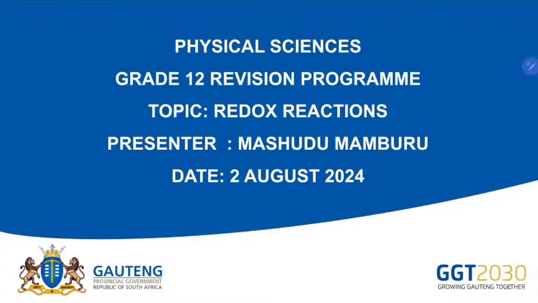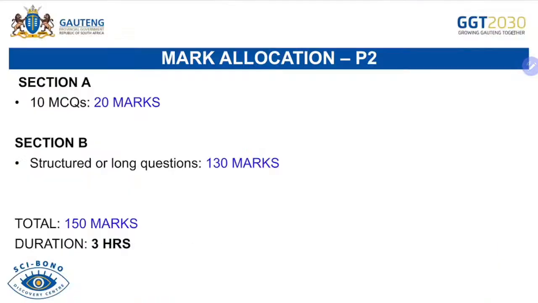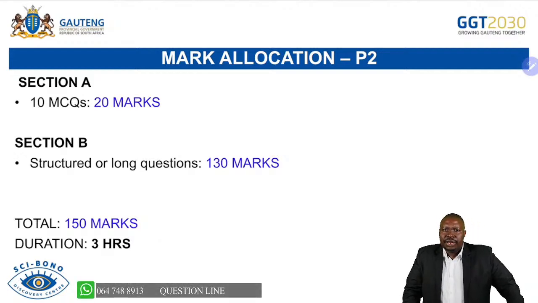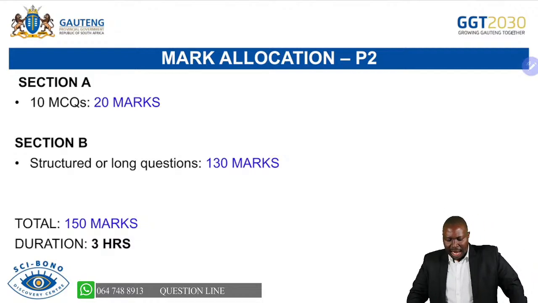Today we'll be focusing on redox reactions, and then you will be doing our galvanic cells. You might have started or be finishing the topic at your school. So it's important that we know it's part of paper 2. It's still 150 marks for paper 2, and we still have 20 marks allocated to multiple choice questions, 130 marks for structured questions, and 150 is total.